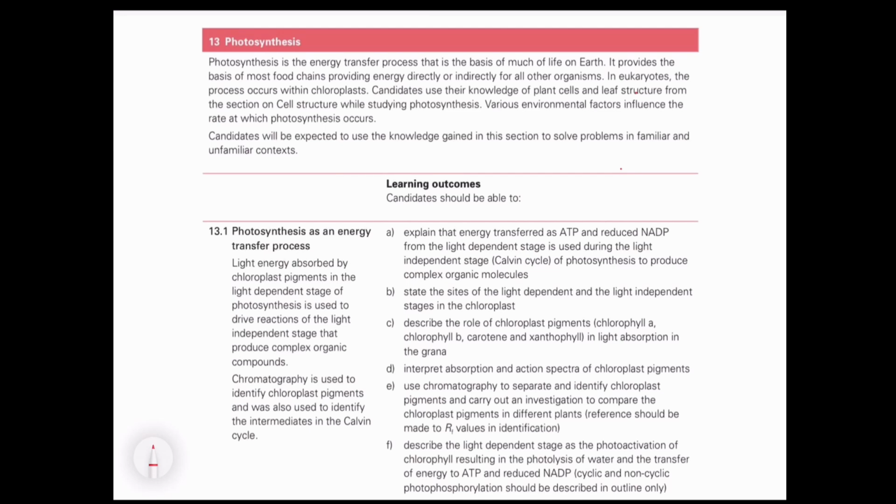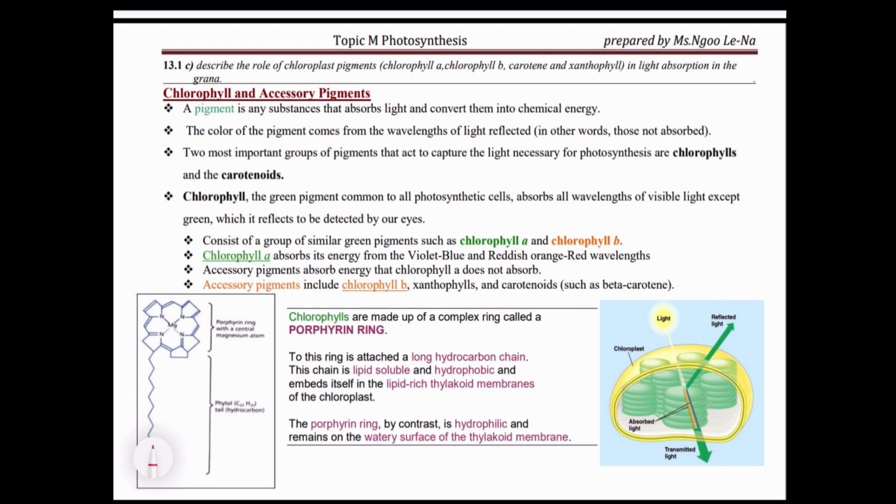For this video, I'm going to cover topic 13, photosynthesis, which is chapter 2 of A2. And I'm going to focus on 13.1c, where I will be describing the role of chloroplast pigments and show you how they arrange within the thylakoid. So what is your understanding about the role of chloroplast pigments, or what are the examples of pigments that you are aware of? So first, introduction.